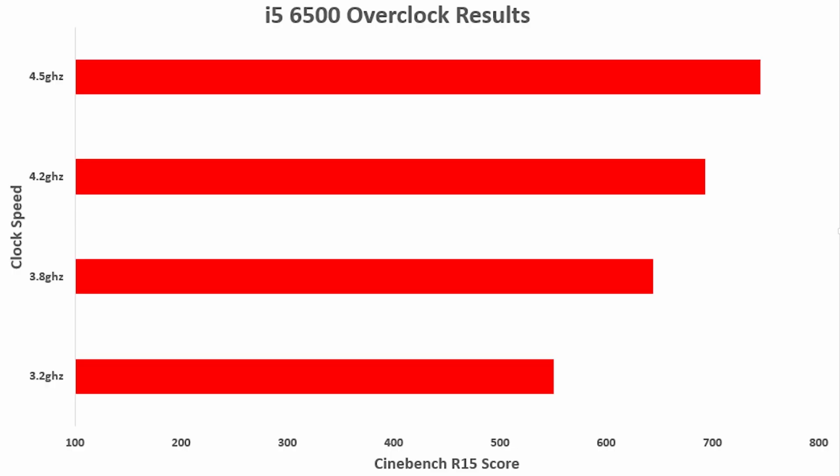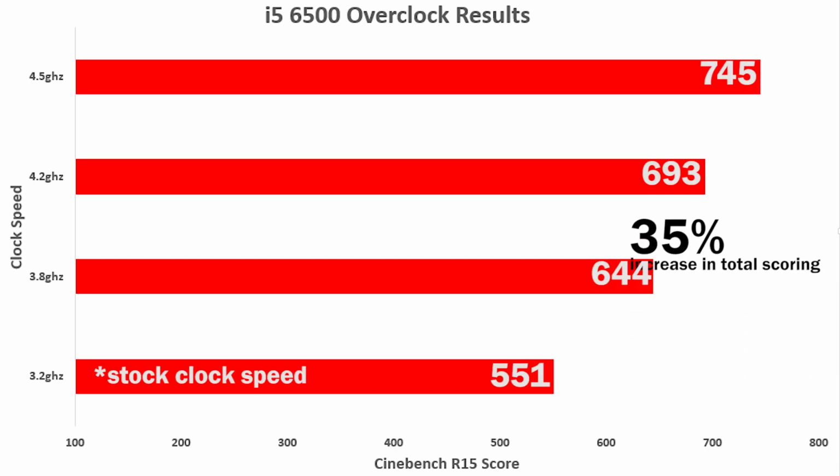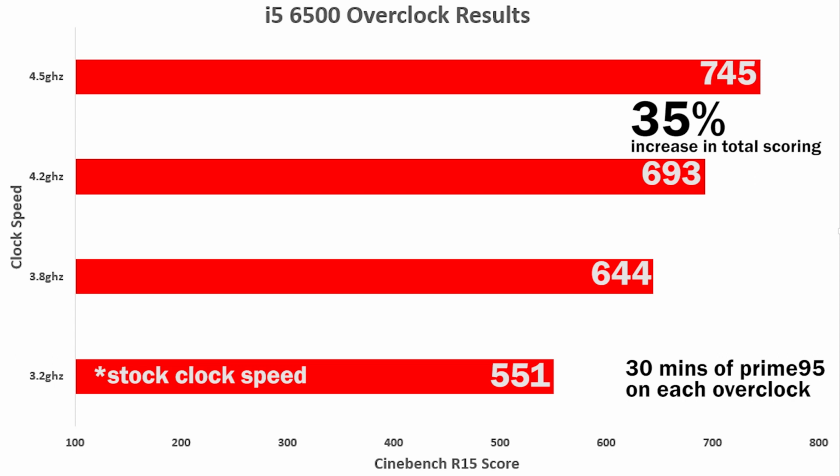Alright, now here are the results for the overall i5 overclock. There's a huge difference from 3.2 to 4.5 in terms of scoring. Specifically, there's about 35%, and that's pretty damn impressive for a processor at that price. I wouldn't think that it'll improve your rendering, but I guess it will really improve your FPS when it comes to gaming, man.